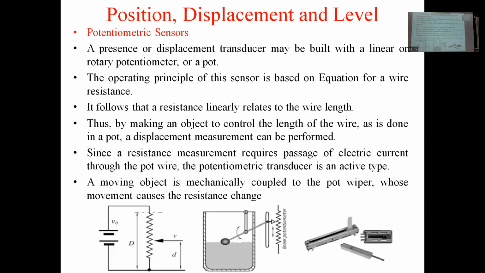A moving object is mechanically coupled to the pot wiper. जो काय variable resistance चा knob आहे. Okay, so for that knob the object is mechanically coupled. बरोबर, object काय केला जाईल, resistance चा variable pot किंवा wiper जो आहे variable terminal त्याला कनेक्ट केला असेल mechanically, and whose movement causes the resistance change. त्याची movement झाली की resistance काय होईल, change.